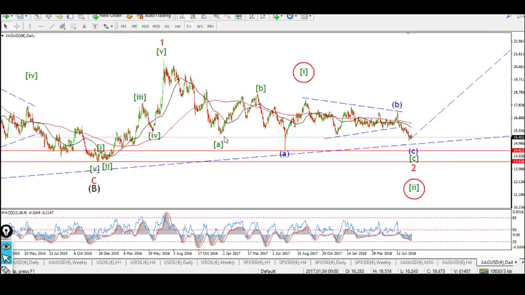So we've got 3 waves down in A, or sorry, a double 3, 3 waves up in B, and then 3 large waves in wave C. So the alternate count here is that this spike higher here was a wave 1 and we're working on a wave 2, and it's probably 50-50 between those two counts at the moment, but I'm sticking with the larger one.